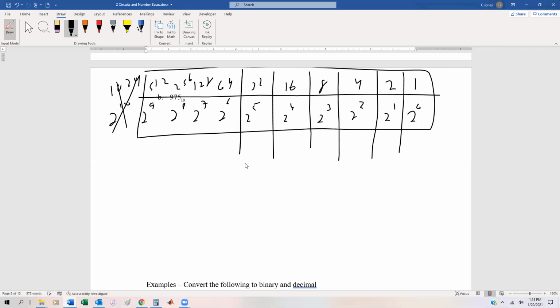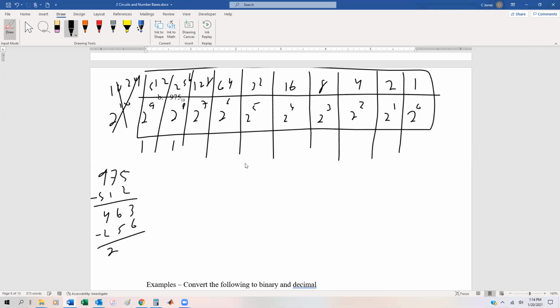We know that 512 is clearly going to fit in, so we put a 1 here, and we have 975 minus 512. That's going to leave us with 463. Now we know 256 is less, and that's going to leave us with 207. And we have 128. So you can see how this goes. That's going to leave us with 79. And then we have our 64. So 79 minus 64 leaves us with 15. And usually once we get to that point, the rest of it's pretty easy.